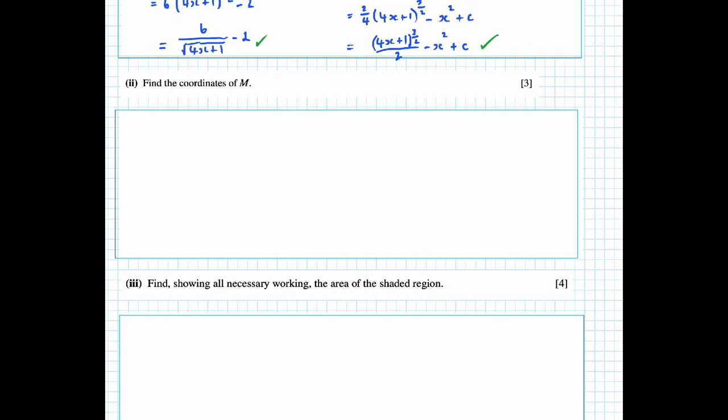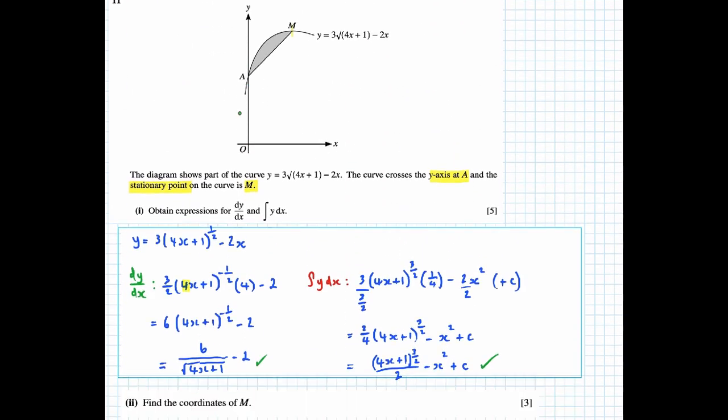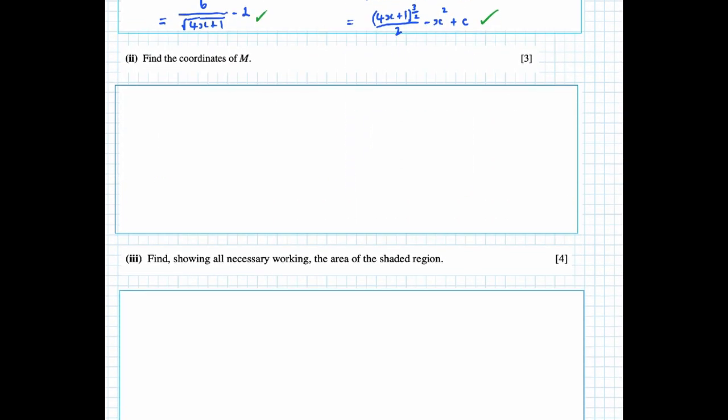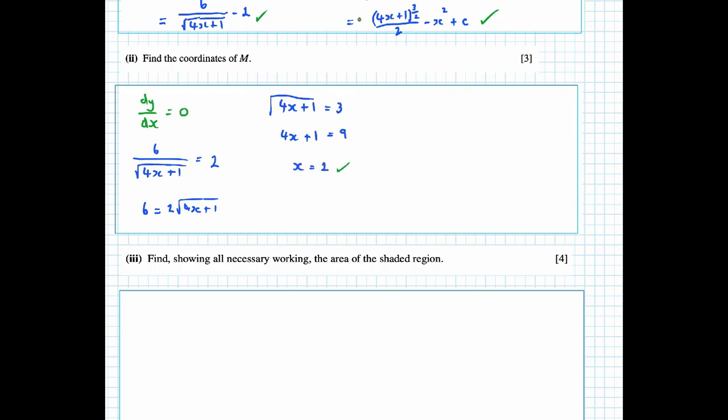So find the coordinates of M. If we remember, M was a stationary point, it's a maximum for this curve that we had. And of course the maximum means that dy over dx is equal to 0. So we take that function that we made, you can see it just above anyway. So minus 2 equals 0, we'll just move that over, cancel minus 2 on both sides, so we get it equal to 2, and simplify from there. Just be careful with that square root sign, but really this stuff should be okay. So 4x plus 1 is equal to 9, because 3 squared is 9, x is equal to 2.